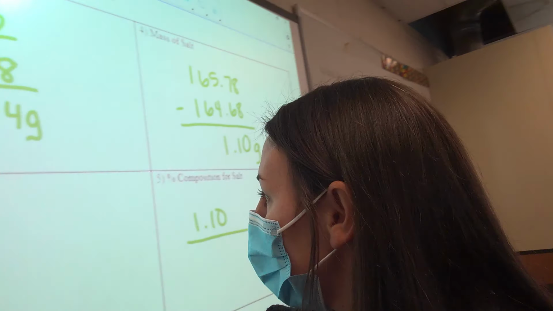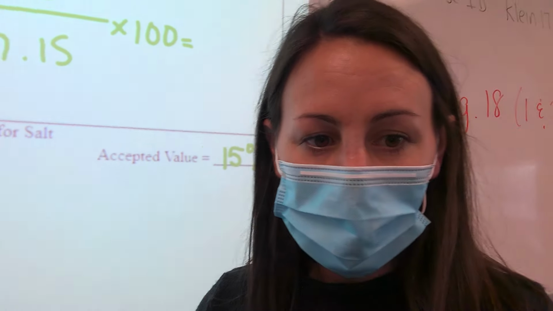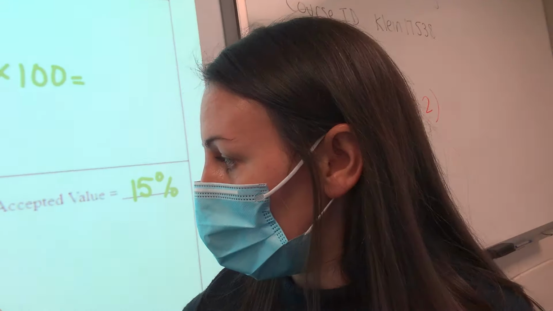So in your percent error box, you want to do the measured value, which is what you got for the salt, minus the accepted value, which was 15, divided by the accepted value. And that's going to tell you how far off you are. The closer you are to 0, the better, the less error there was.